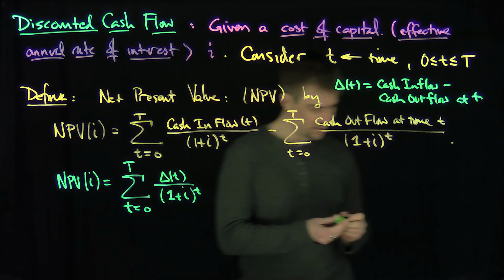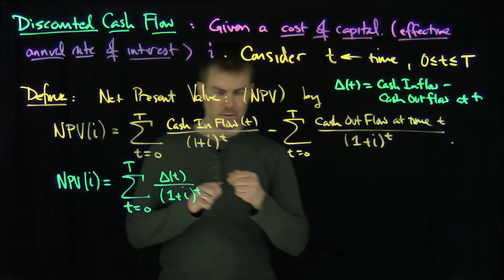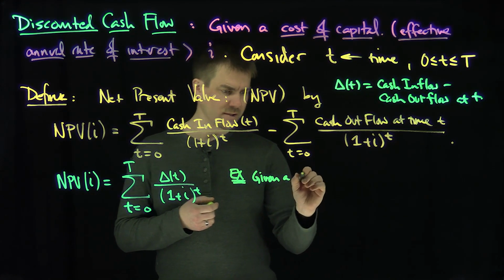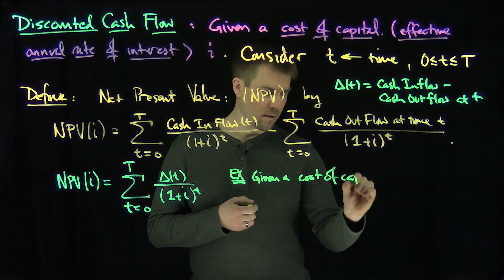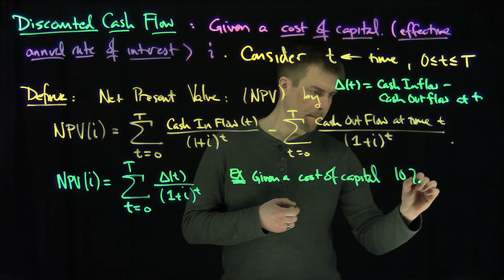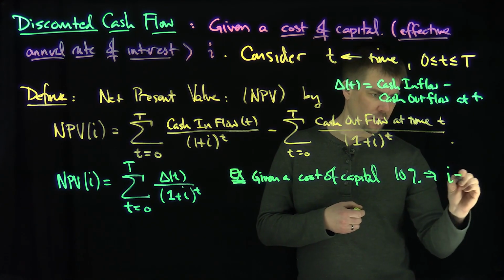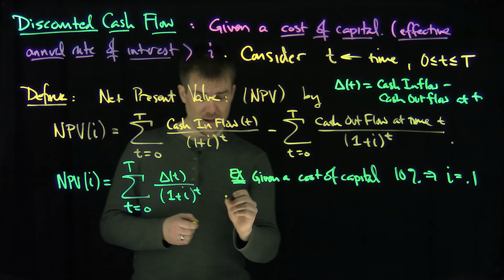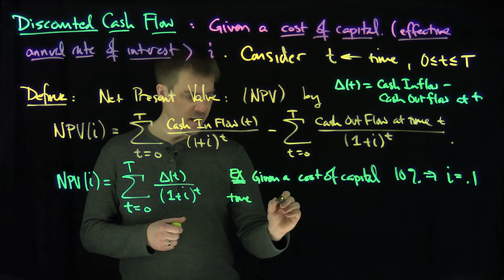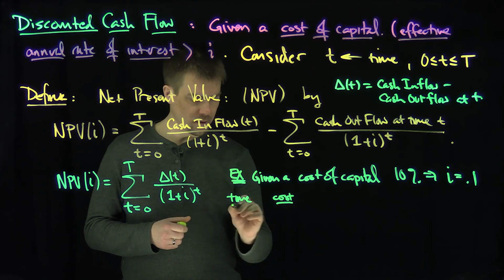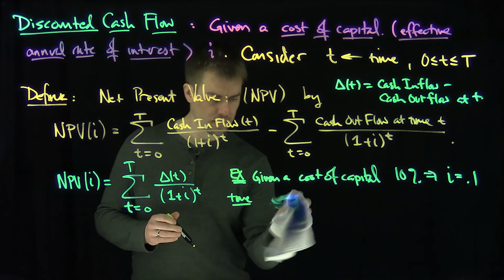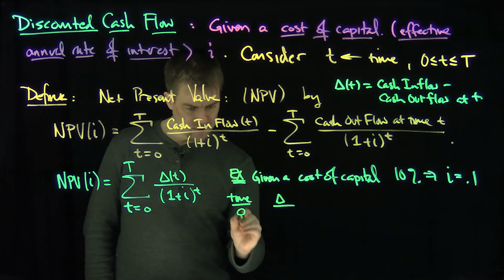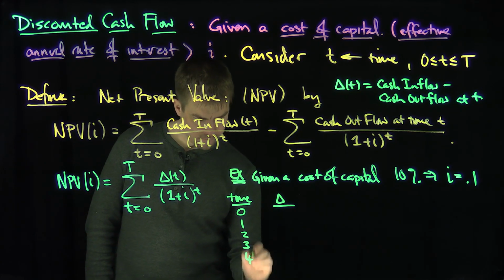So let me show you an example of this. Given a cost of capital of 10%, that means my I is 0.1. And let's say that we have the following scheduled payments. Here's our time, and here's our delta t. We have time 0, 1, 2, 3, and 4.